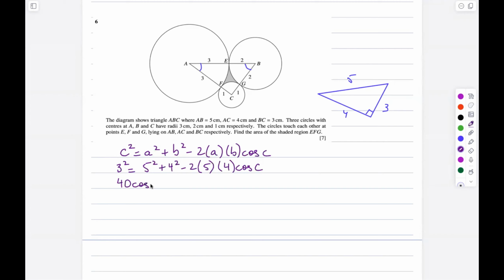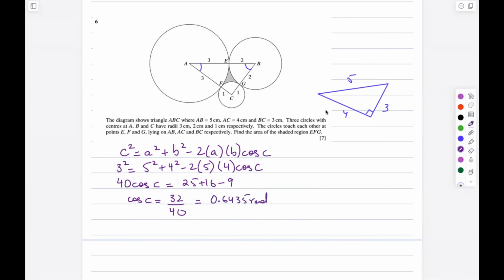Rearranging the expression, 2 into 5 is 10, times 4 is 40. Cos C is equal to 25 plus 16 minus 9, so cos C will be equal to 41 minus 9, which is 32 upon 40. Taking cos inverse, making sure the calculator is in radian mode, cos inverse of 32 divided by 40 will be equal to 0.6435 radians.